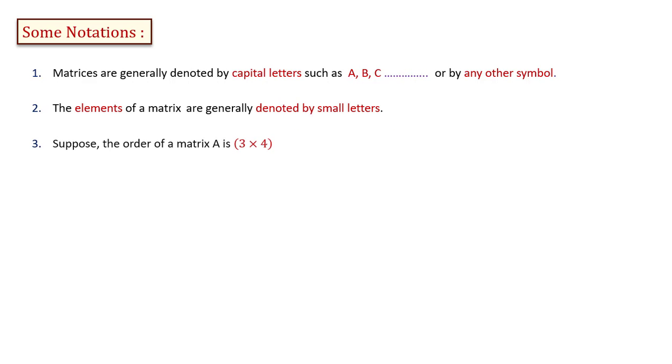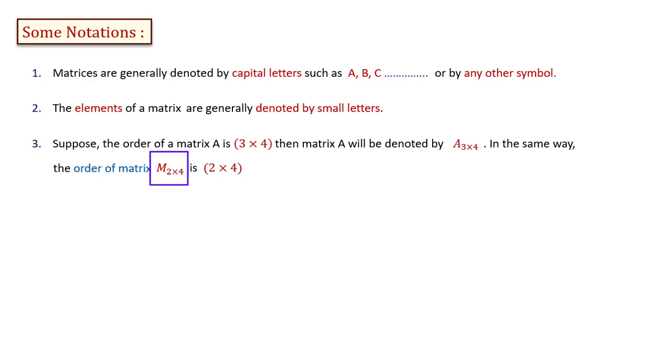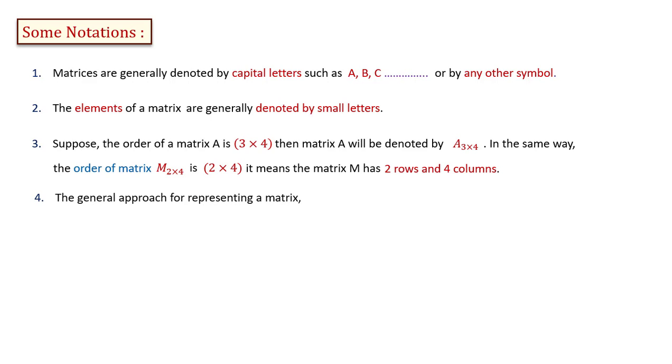Third, suppose the order of matrix A is 3 by 4, then matrix A will be denoted by, in the same way, the order of matrix M is 2 by 4. It means the matrix M has 2 rows and 4 columns. Fourth, the general approach for representing a matrix, say A, is this representation indicates that A is a matrix with m rows and n columns.